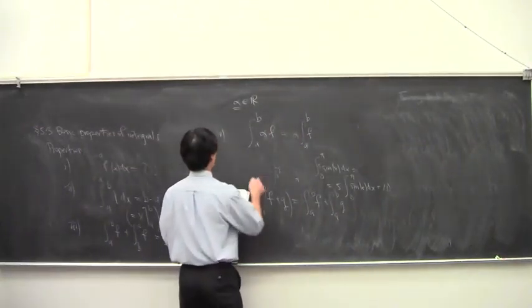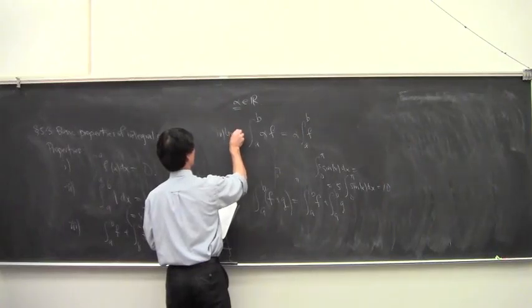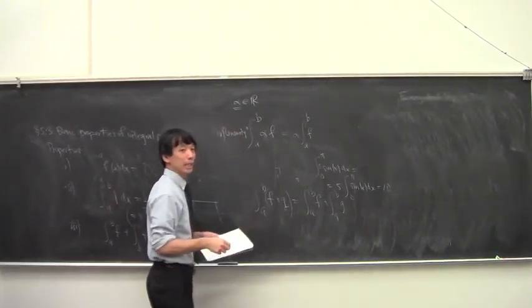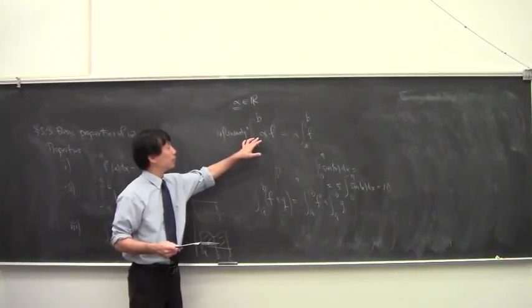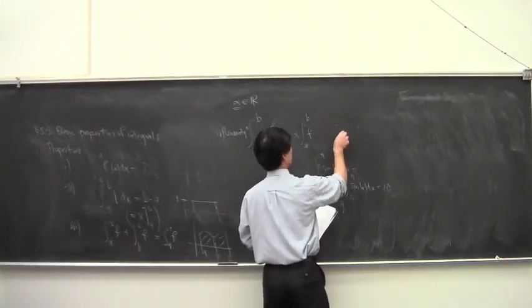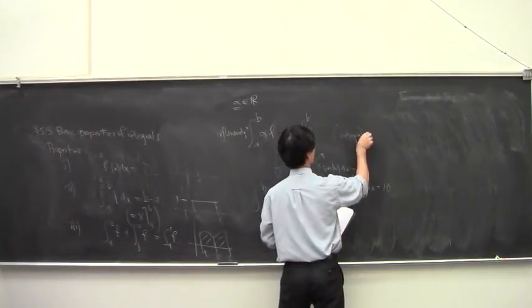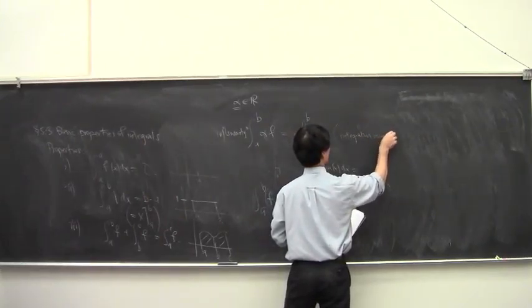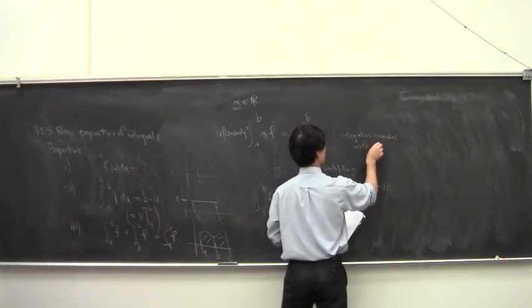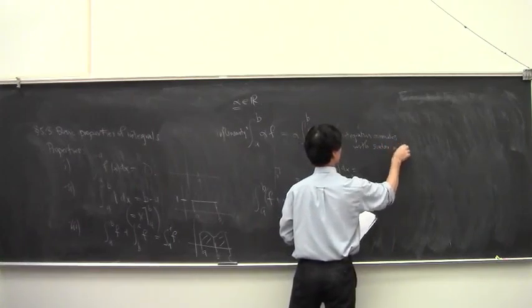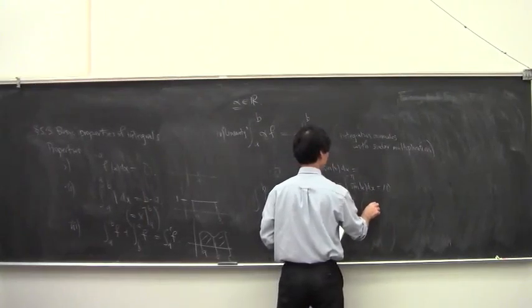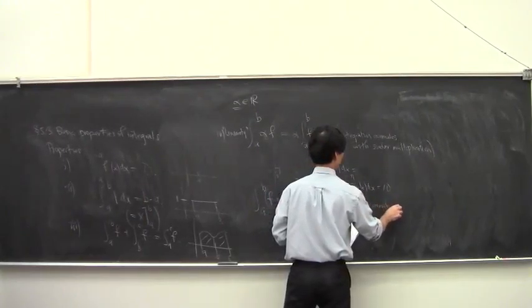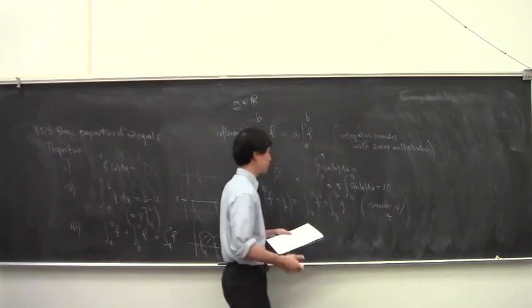So this last one is important enough to have a name. It's called linearity. That integration commutes with scalar multiplication. And integration commutes with addition, with function addition.